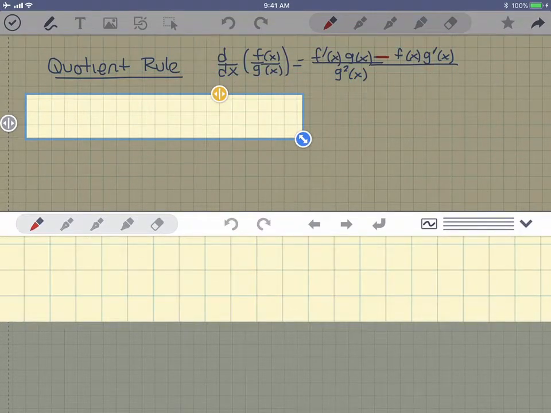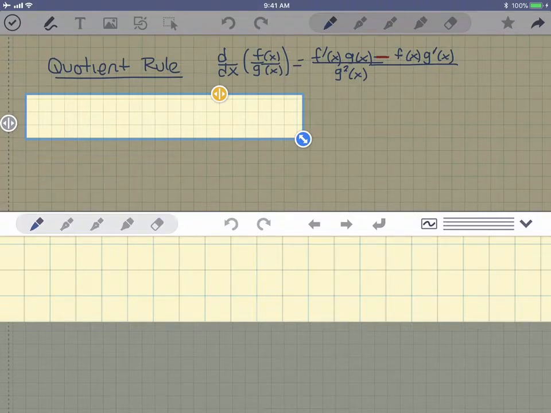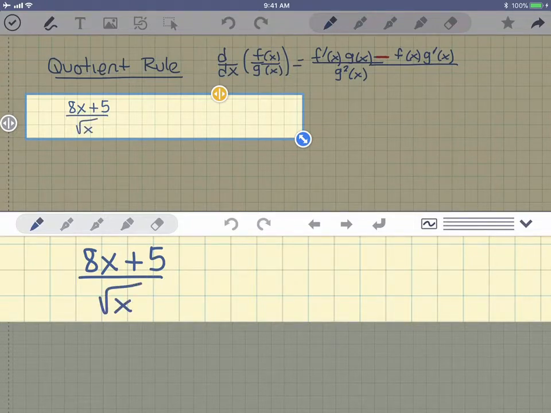An example that somebody asked me about in an email, not because it's interesting, is to find the derivative of this function. It's something like 8x plus 5 in the top, and something like a square root in the bottom, square root of x, I think. So I want to take the derivative of this function.